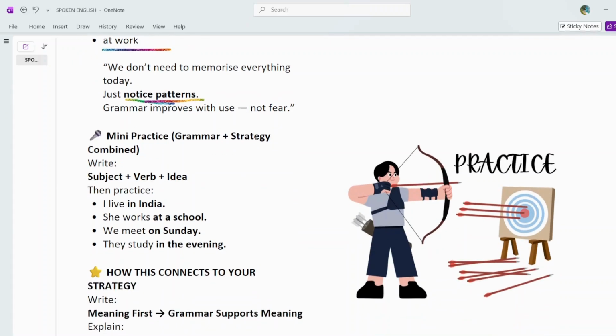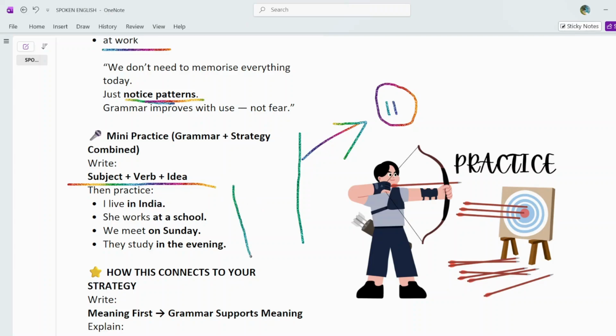Okay. Now, in every session, I give you something known as the guided practice. Please pause the video here and try to practice this formula, that is subject, verb, and idea. I just want you to repeat these sentences and read them aloud while you're pausing the video. Okay, great.